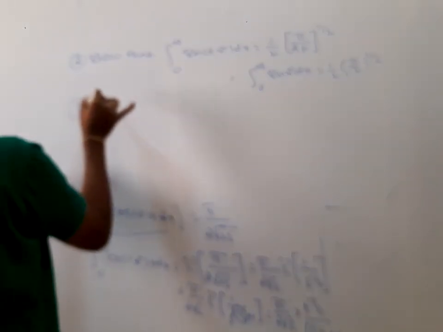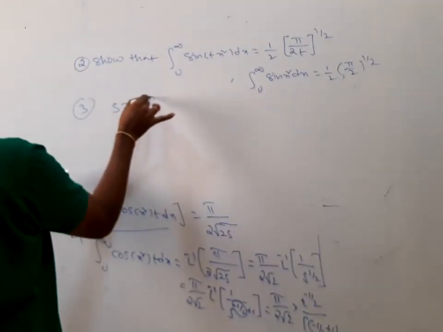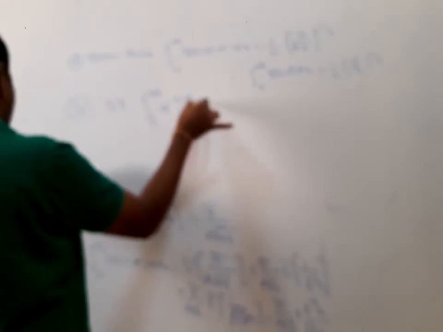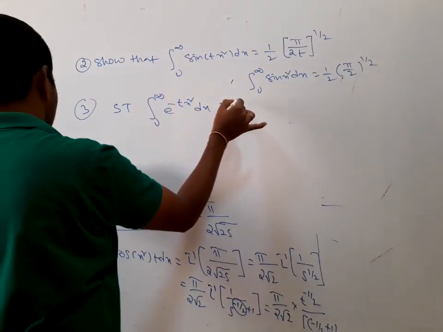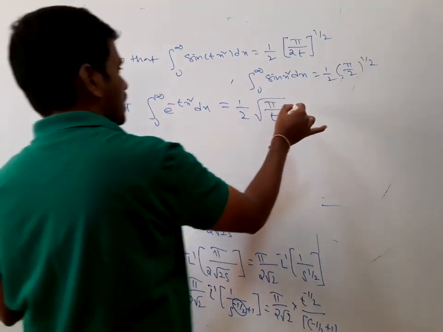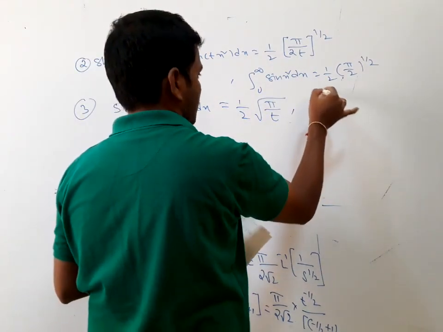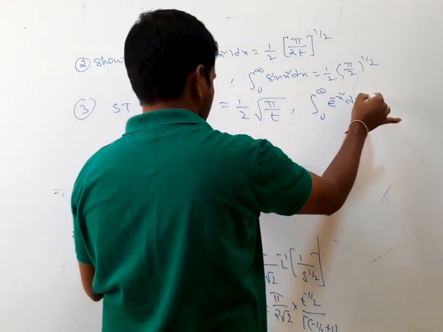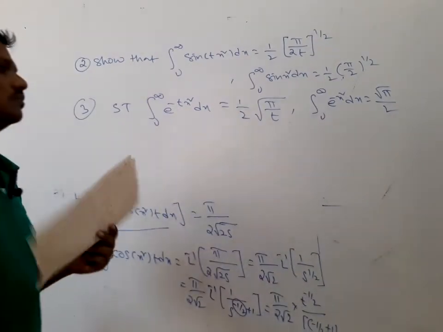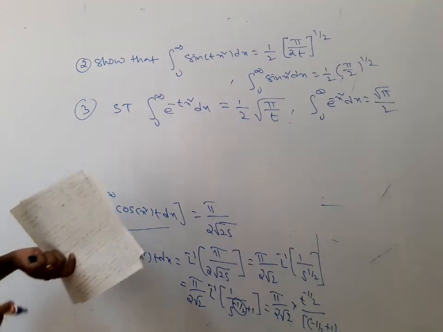Next, third one. Show that integral 0 to infinity e to the power of minus t x square dx is equal to 1 by 2 root pi by t, or by using integral 0 to infinity e to the power of minus x square dx equal to root pi divided by 2. These are the problems we are going to solve.